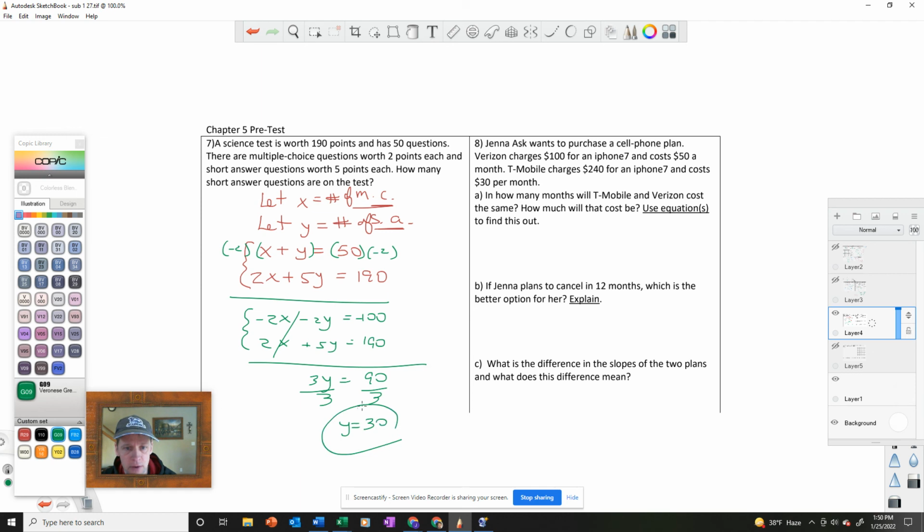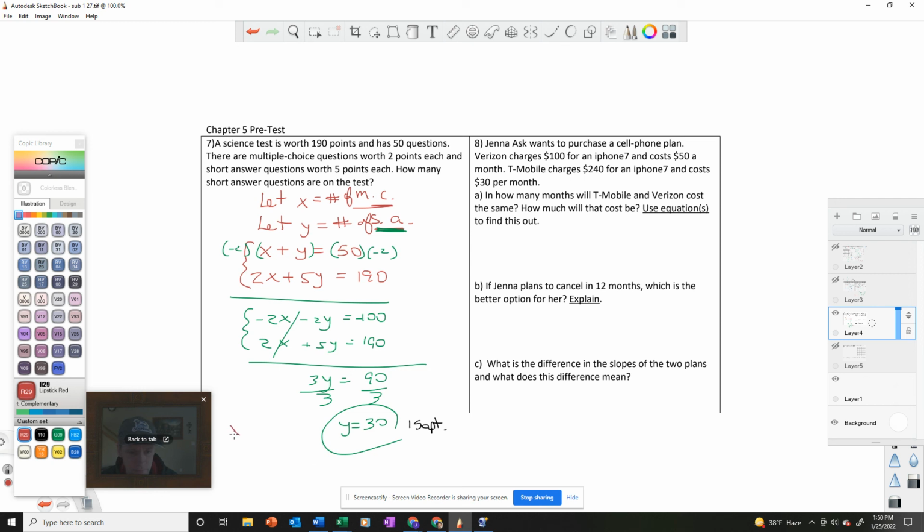So there should be 30 short answer questions worth 5 points each. And if there are 30 short answer questions worth 5 points each, that would be 150 points for those. I'm just kind of keeping track. And then I need to go find how many multiple choice ones there were.